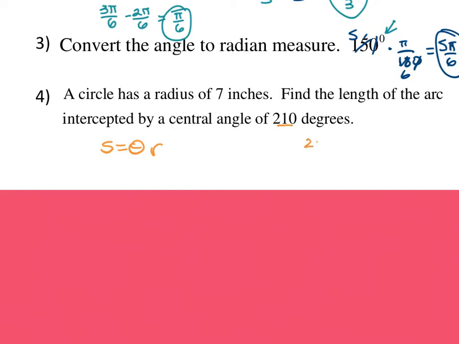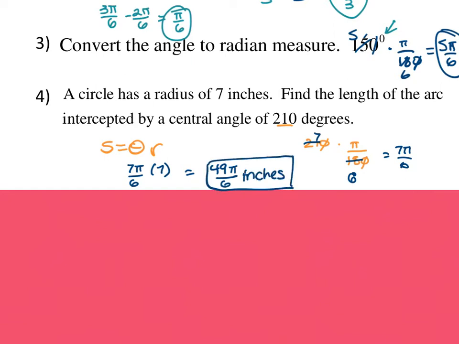So I'm going to first take that 210 and multiply it times pi over 180. Again, I can cancel out my zeros, and then this time 3 goes into both again. This would be 7 and 6, so this is 7 pi over 6. And so I get 7 pi over 6 times my radius, which is 7, and this becomes 49 pi over 6. And it gave you a measurement this time, which is inches. Again, those answers will usually be kept exact.